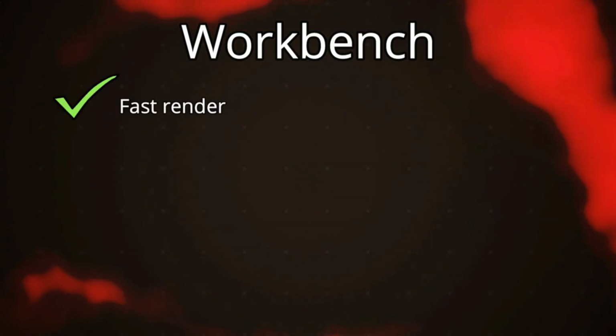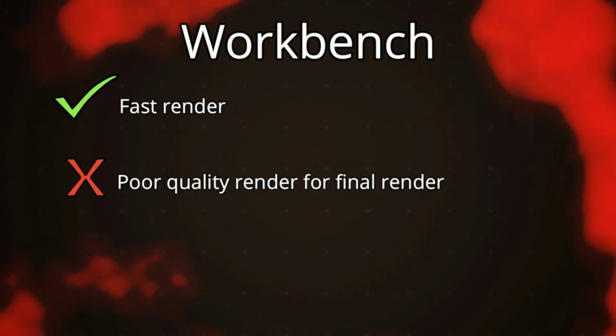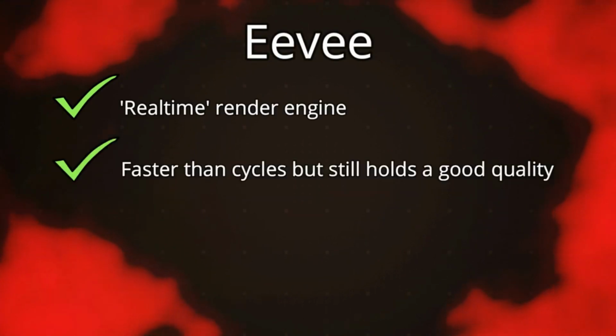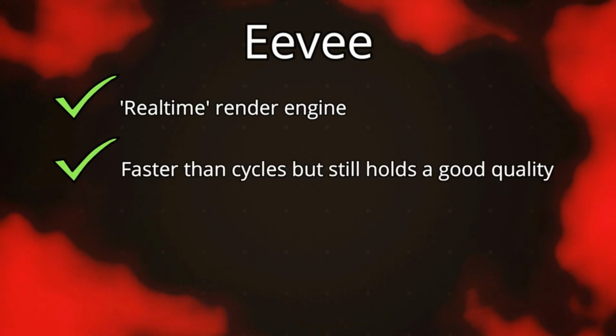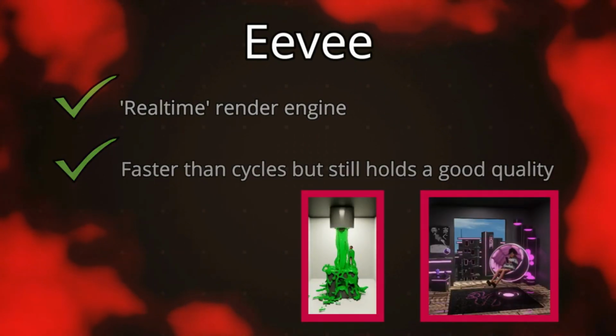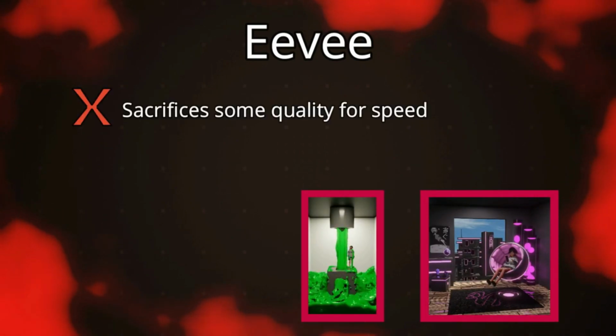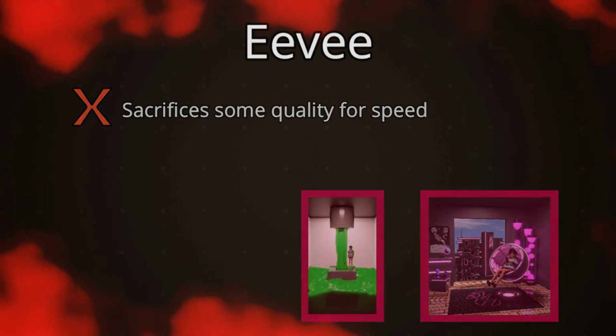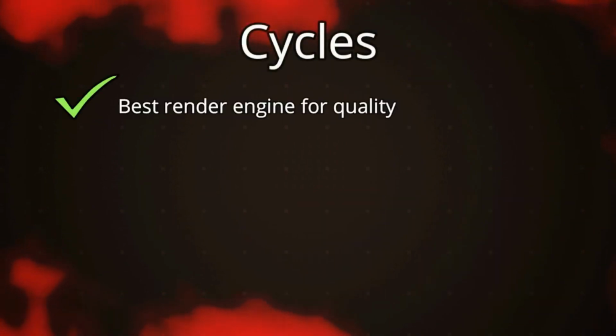However, it's not usually used for final render in things like 3D art and animation. Eevee is a real-time engine, which allows us to create a final render quickly. I usually use this render engine for animations, such as fluid sims or 3D art. This engine is brilliant, but it sacrifices some of the quality that can be achieved with Cycles in the process of gaining more speed. Cycles is the best engine in Blender for creating really nice final renders.